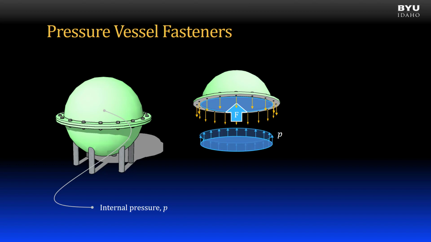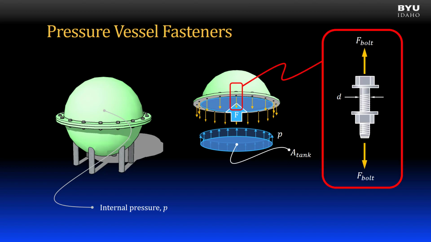The force is equal to the internal pressure acting on the circular cross-section of the free body diagram, defined by the internal radius. The upward force caused by the pressure is resisted by the individual forces in each of the bolts, shown acting downward. Note that in this configuration, each of the bolts is loaded in tension. We can write this equation based on balanced forces in the y direction. The sum of the forces in the bolts is equal to the pressure times the cross-sectional area of the tank.